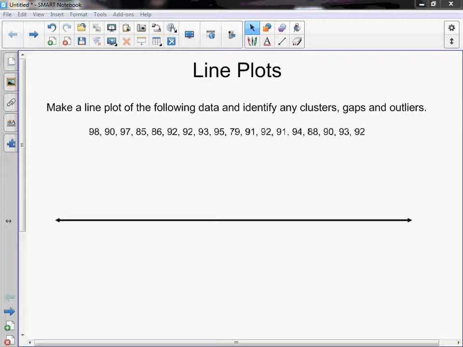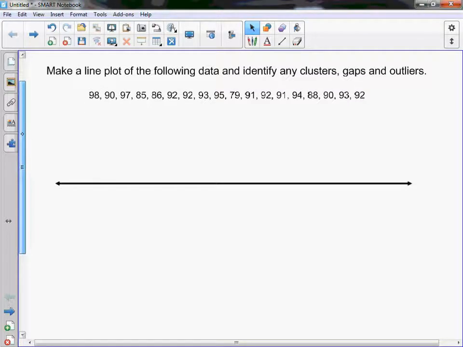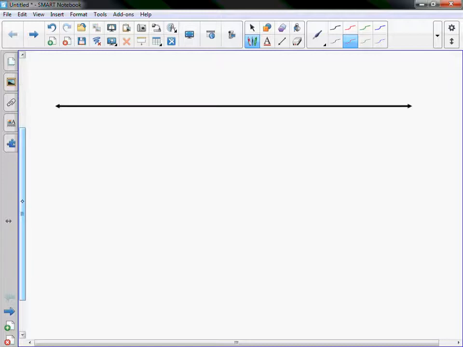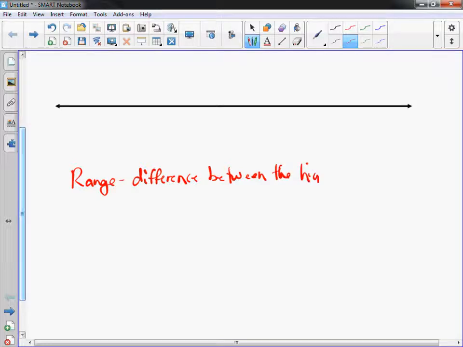First, let's talk about the range of the data, because that's going to tell us how much space we need on our graph, or what numbers we need to put down there. If you notice, our highest number is 98, and if we look through here, our lowest number is 79. So our range is the difference between the highest and lowest data points.